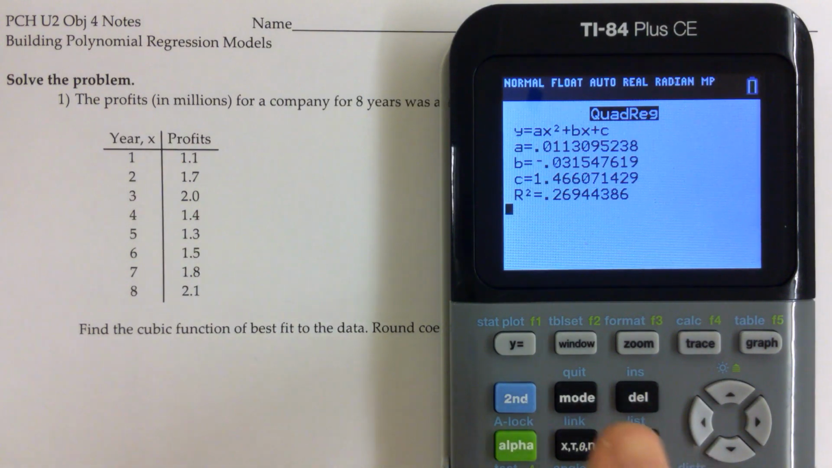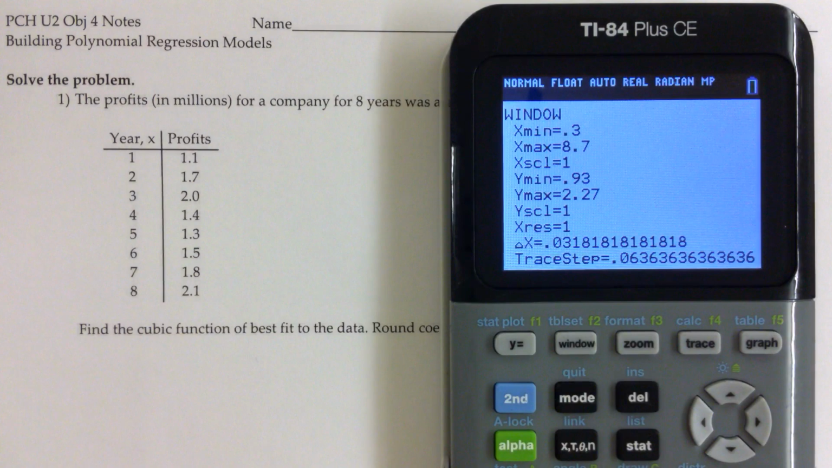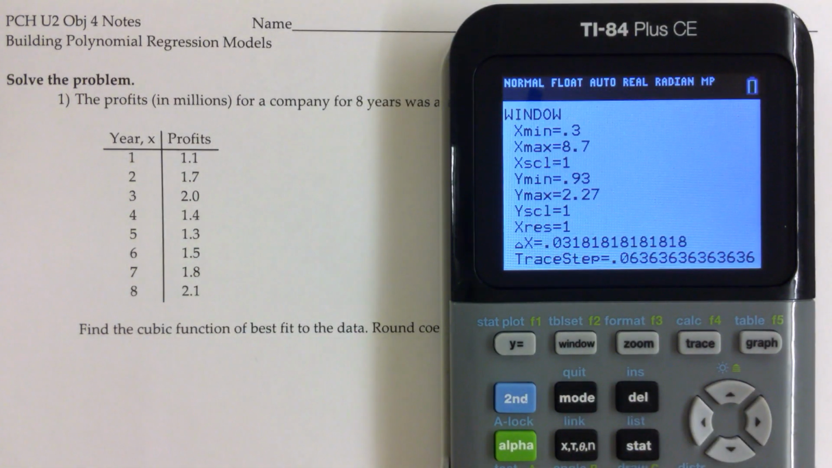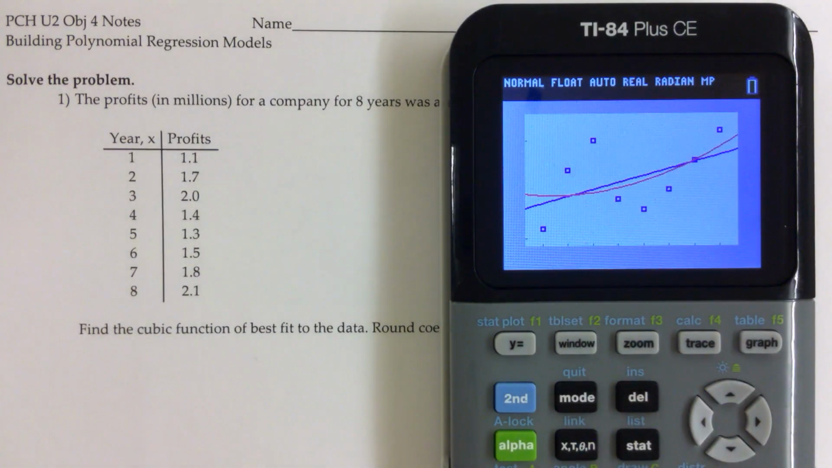And one thing too I should say here, because it takes a while for these graphs to be drawn on the calculator, push the window button and then always change your XRes to 3 so that it'll draw the graphs faster. So you can see it goes a lot faster. So you can see neither of those functions are a good fit.